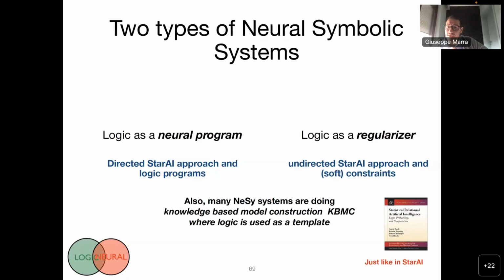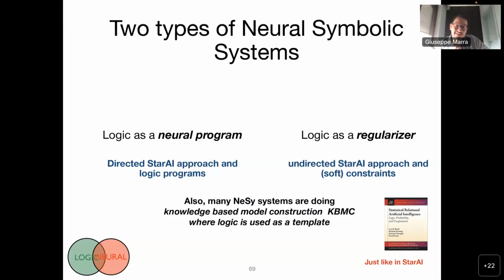For example, a property of the neural program is that since the logic is inside the architecture of a network, it's easier to perform logical inference in the network, because you have the logical inference as one particular case of the network. So you can constrain the network to behave exactly logically in a specific case. This is not the case of the regularizer, because since the logic is in a loss function, you're actually pushing the logic inside the weights of the network. And this doesn't give you any guarantee about whether you can still reason completely logically or not.